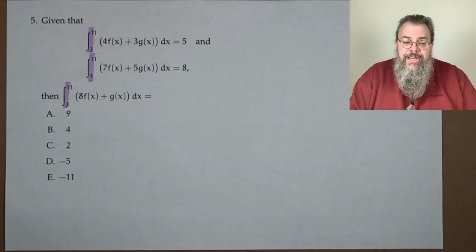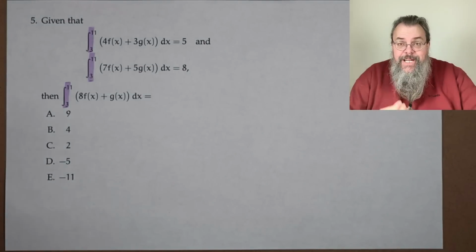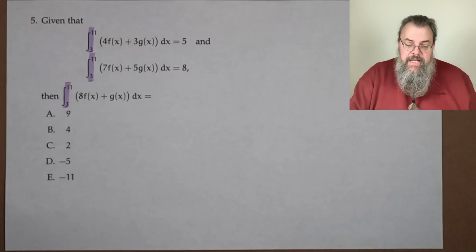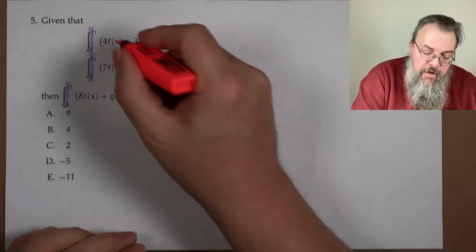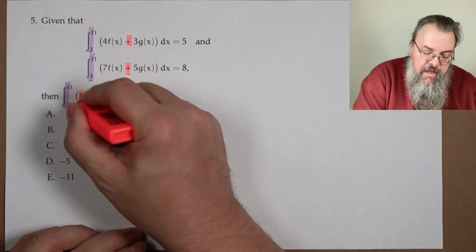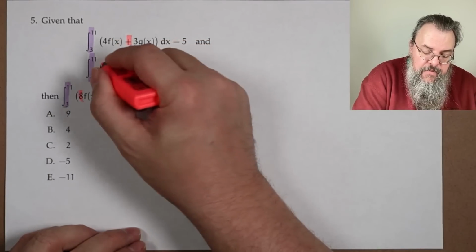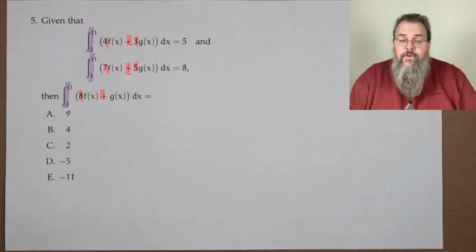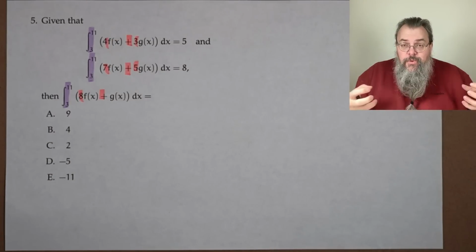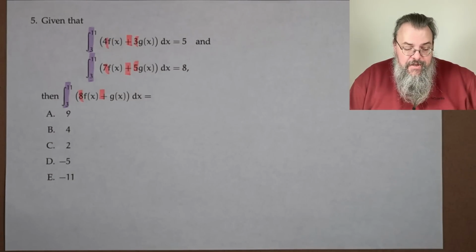Well, what we see is we have what we call linear combinations. That means we have things being added, and we also have things with scalar multiples, the 8s, the 5, the 7, the 4, the 3. So we can use properties of integrals to say, look, we can pull these expressions apart.